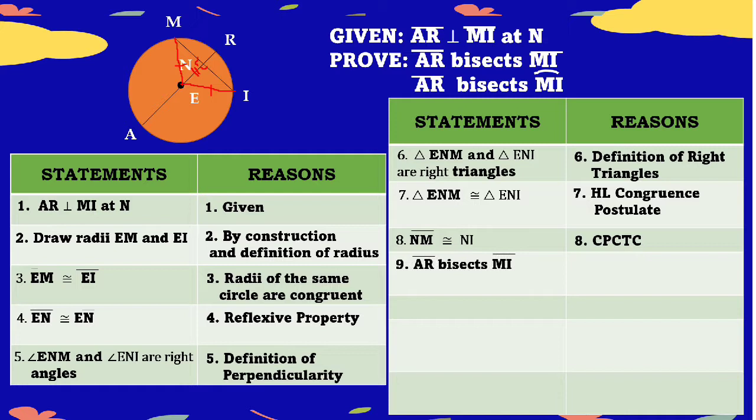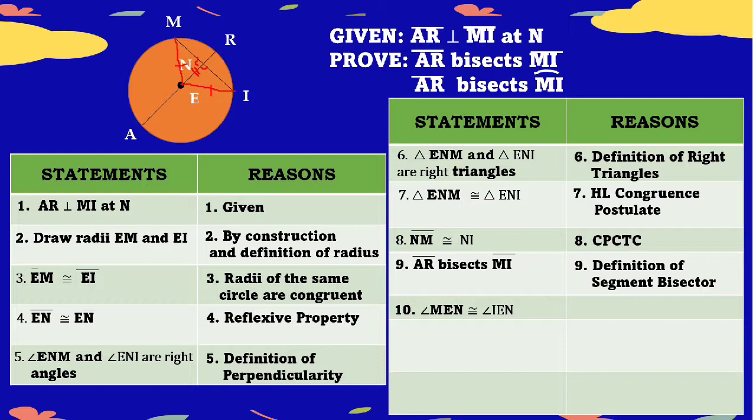Number 9, segment AR bisects segment MI. The reason is the definition of segment bisector. AR became the segment bisector of segment MI, and it was divided into two congruent parts, segment NM and segment NI, which is shown in statement number 8.